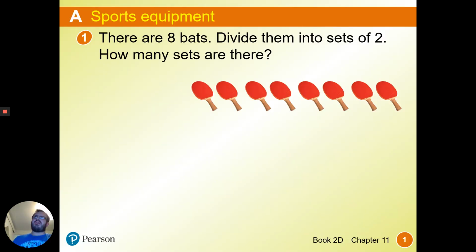Okay, so like we said last week, dividing things, or division, is our ability to split something up, to share it equally. It's the opposite of multiplication.